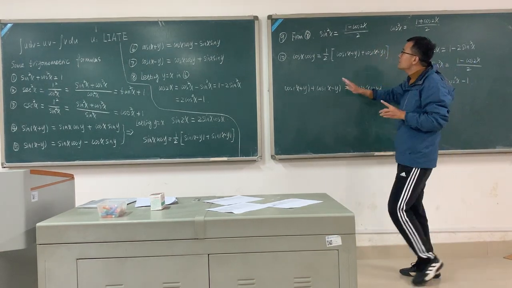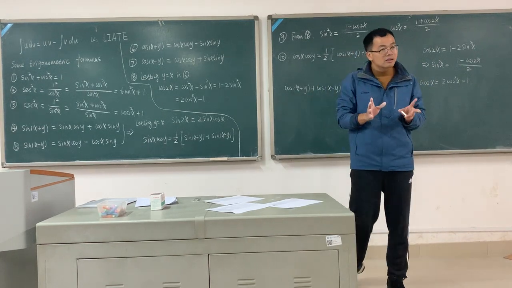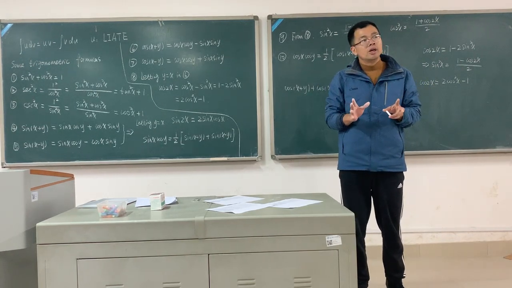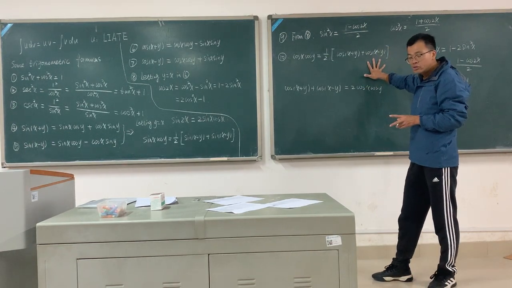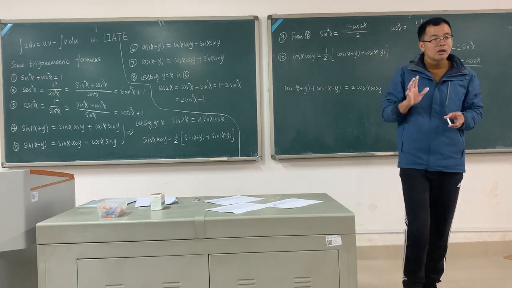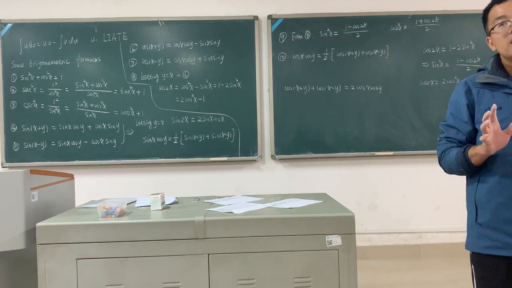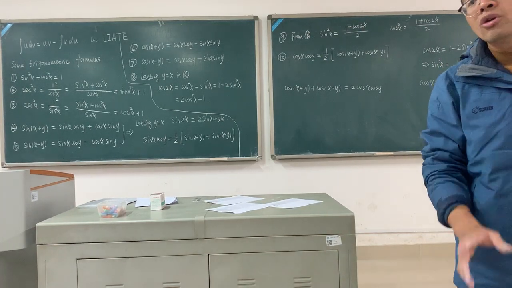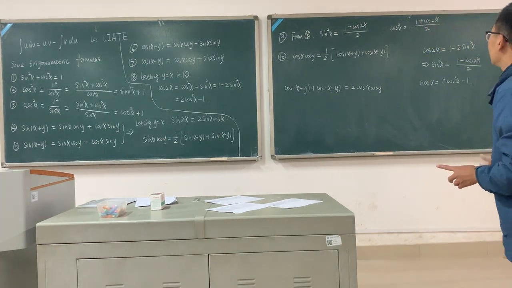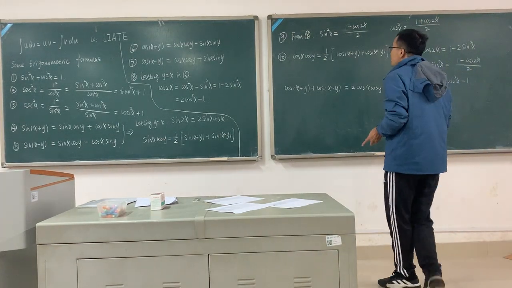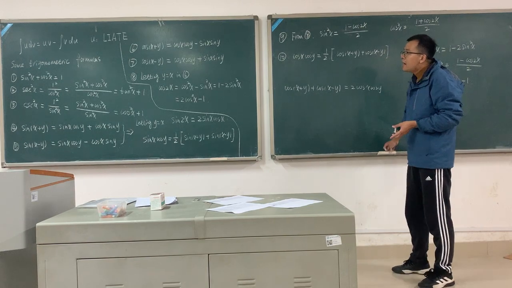Here the left hand side is a product of cosine, cosine. The right hand side is a summation. So we use the number 10 formula. We can transform a product of cosine, cosine into the summation of cosine, cosine. So this is number 10.